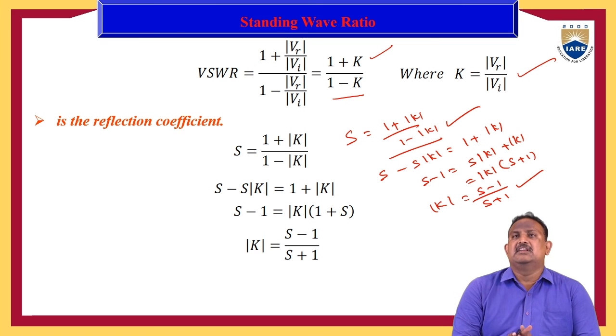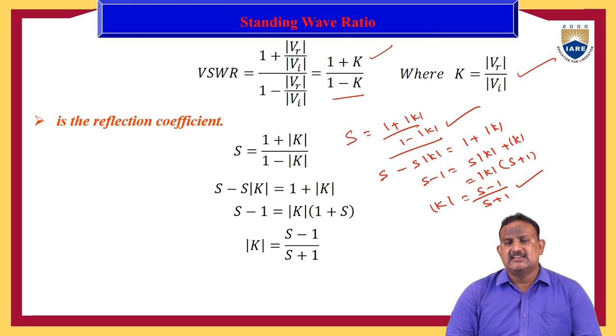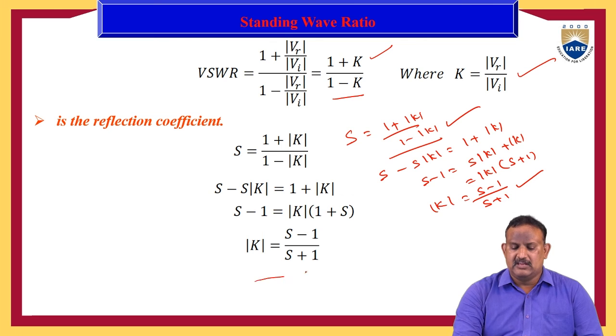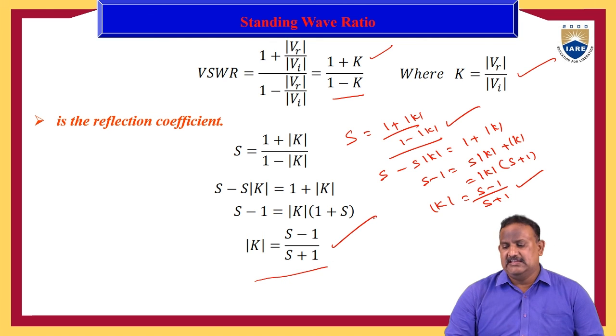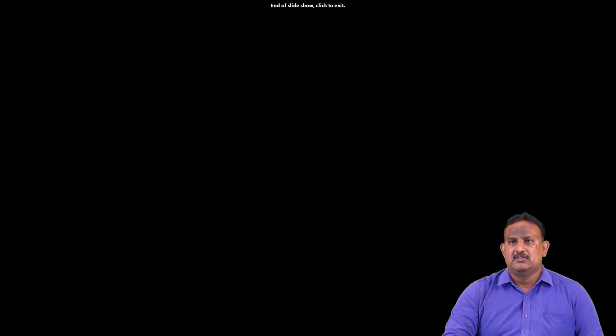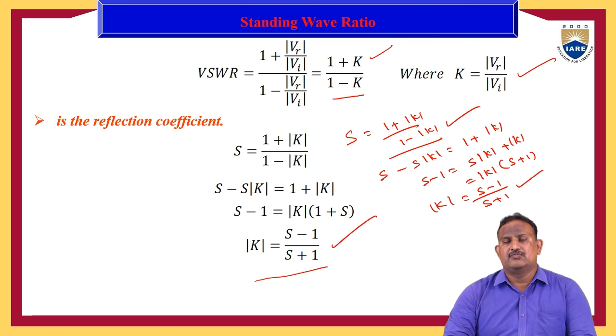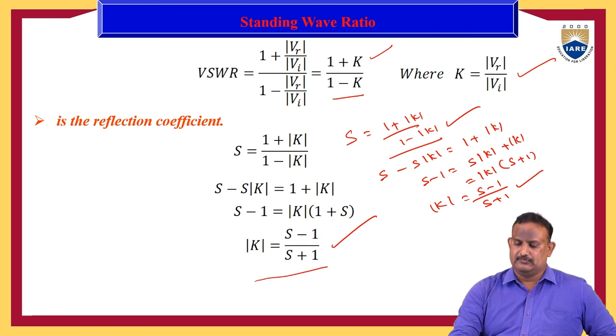This is the relation between reflection coefficient and VSWR, where K is the reflection coefficient and S is the VSWR. It can be related as K is equal to S minus 1 by S plus 1. So this is the relation between reflection coefficient and standing wave ratio.